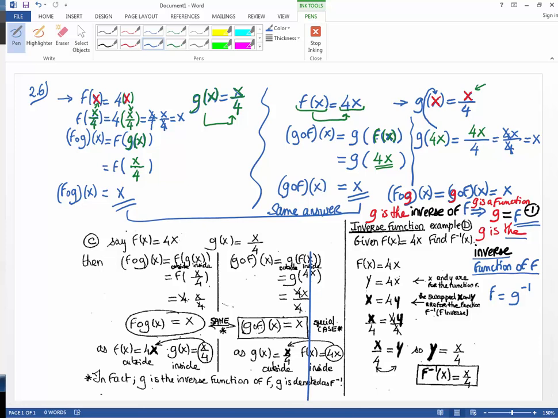So that's a key thing. And that happens again, why? Because fog of x is equal to gof of x, and they're both equal to what? That's very important. Both equal to x. So I'll say it one last time because I didn't phrase it just right when I said it. I was writing it and I didn't say it the way I wanted. g over here is the inverse of the function f. So that's what we mean. So think about this.